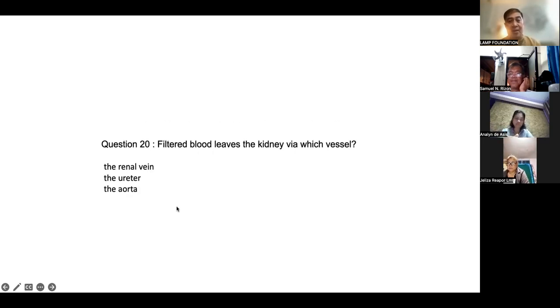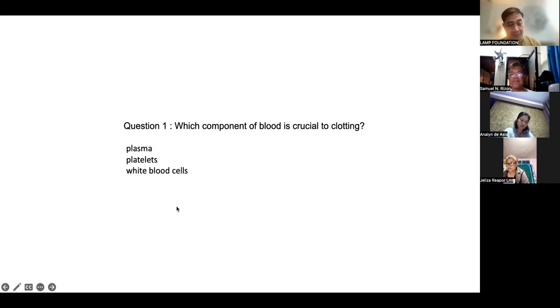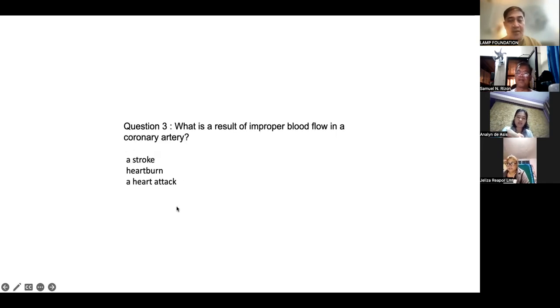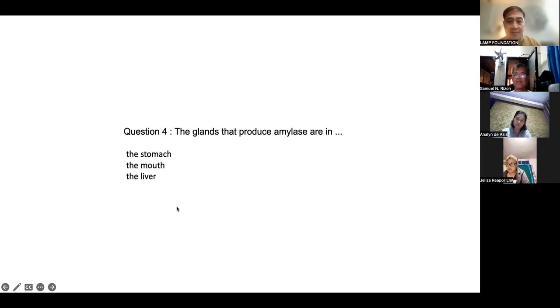Filtered blood leaves the kidney via which vessel? Renal vein. Very good. Which component of blood is crucial to clotting? Platelets. What shape are red blood cells? Biconcave disc. What is the result of improper blood flow in a coronary artery? Heart attack. The glands that produce amylase are in the mouth.